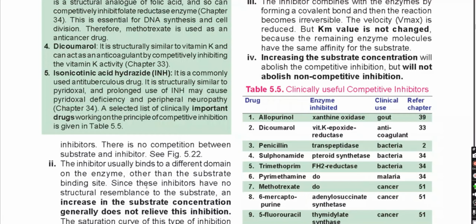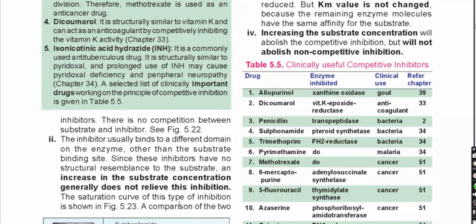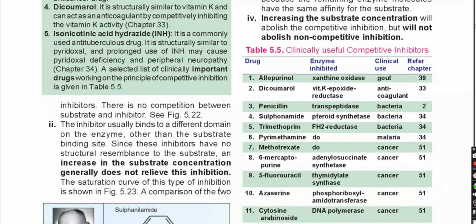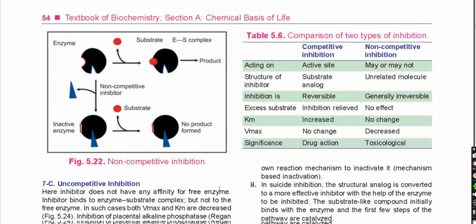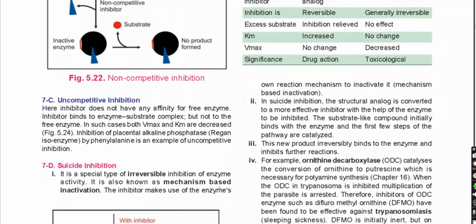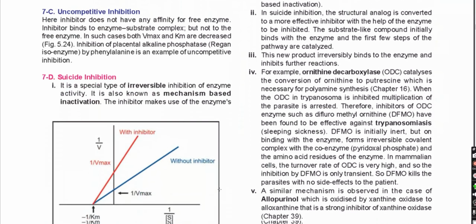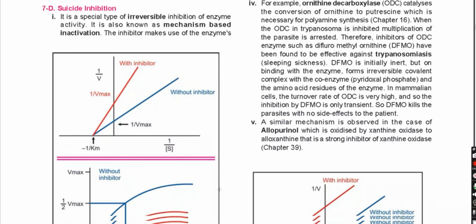But another type of inhibition is called uncompetitive inhibition. Here the inhibitor does not have any affinity for the free enzyme. So the inhibitor binds to the enzyme-substrate complex but not to the free enzyme. In such cases, both Vmax and Km are decreased. For example, inhibition of placental alkaline phosphatase by phenylalanine.